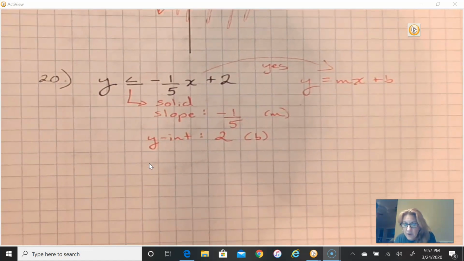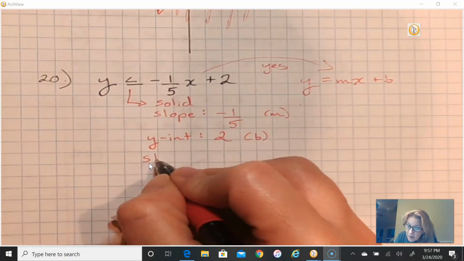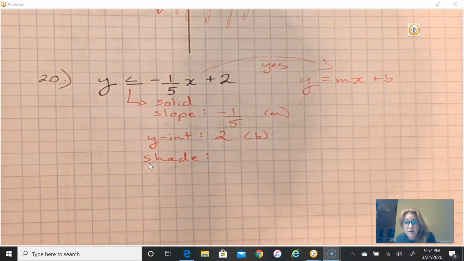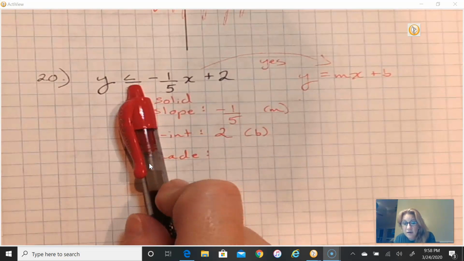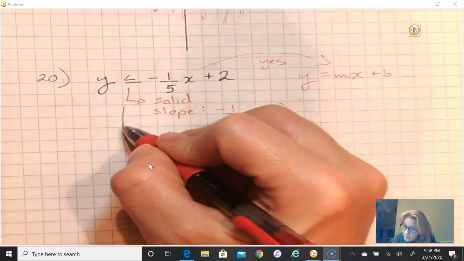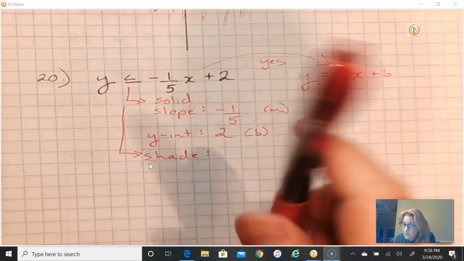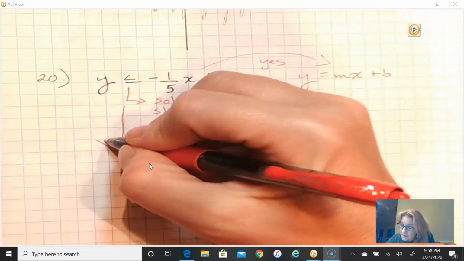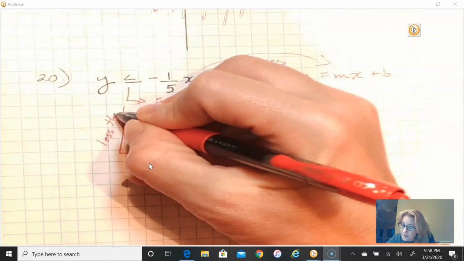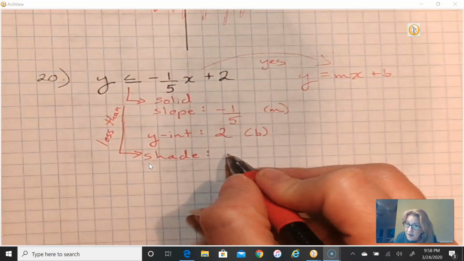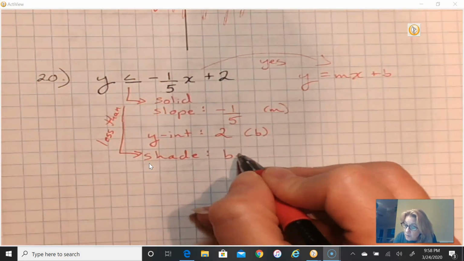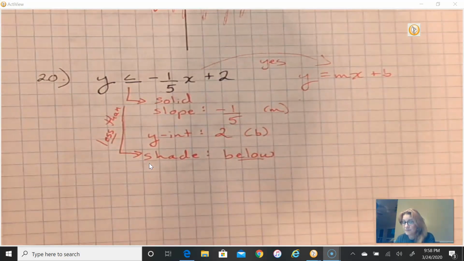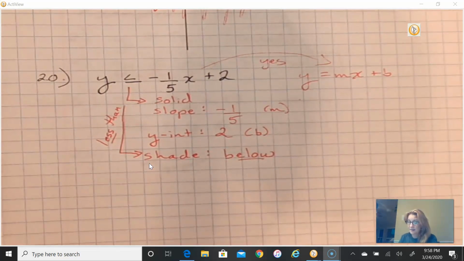The last thing for inequalities I want to know is, are you going to shade below or above? So you look back right here. It's less than. Since it's less than, you will shade below. Think of less and below. Okay? Now let's graph.